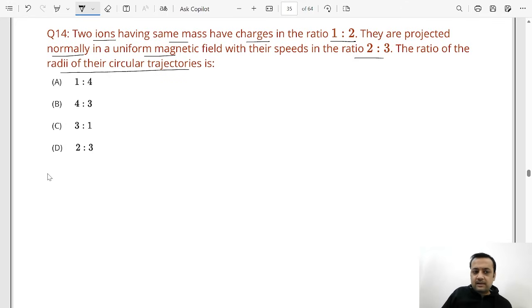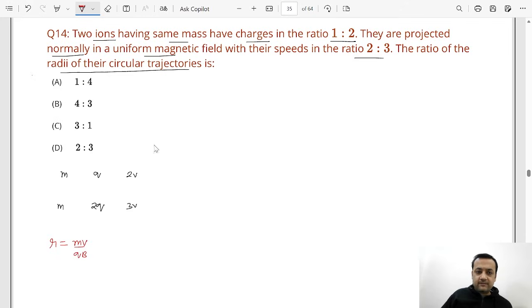So suppose there's a particle 1 and this particle 2. Particle 1 has mass m, particle 2 also has mass m, but particle 1 has charge q and particle 2 has charge 2q. They are projected perpendicular to the magnetic field, and their speeds are in the ratio 2 is to 3. So if this is speed 2v, then this will have speed 3v. We have to find the ratio of the radii of the circles. Very easy question. We know that r is equal to mv by qB.